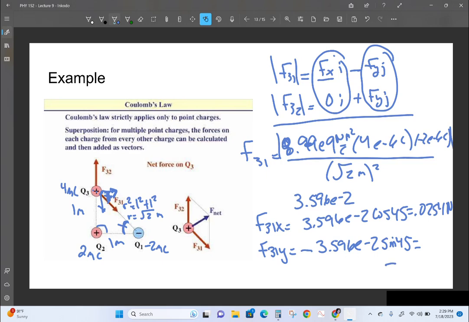Now it turns out that when you take the sine of 45, you get the same number. So this will be negative 0.0254 newtons. So I can write f(31) as 0.0254i minus 0.0254j newtons.